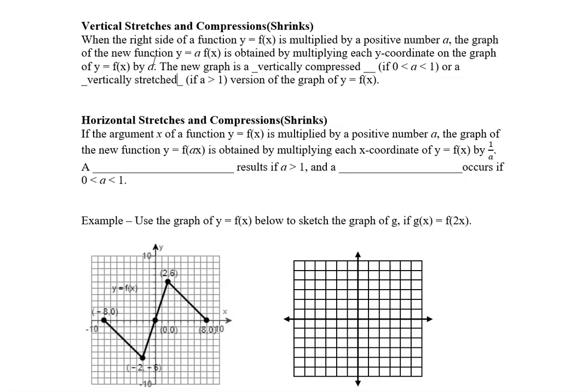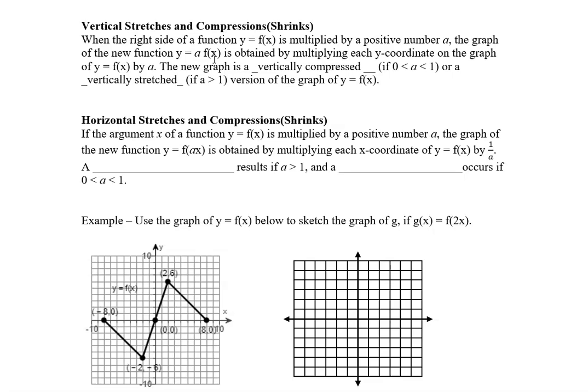So again, I know this is a lot of information, but let's pick out what's important. It's important to recognize that the graph is going to be compressed if our a value is between 0 and 1, and it's going to be stretched if a is greater than 1. So that's going to help us with a visual idea of what the graph's going to look like. If we're multiplying the entire function, so it's outside that set of grouping, then it's going to be compressed if it's between 0 and 1, and stretched if it's greater than 1.